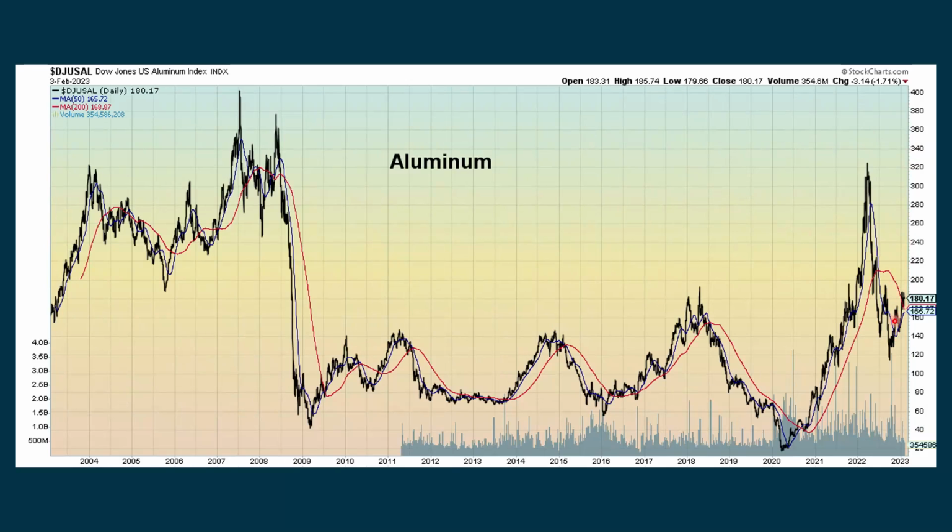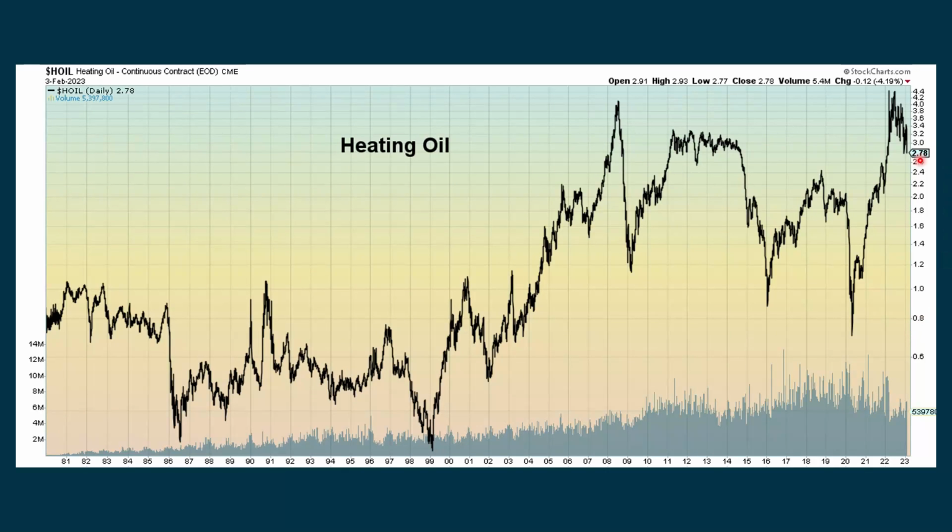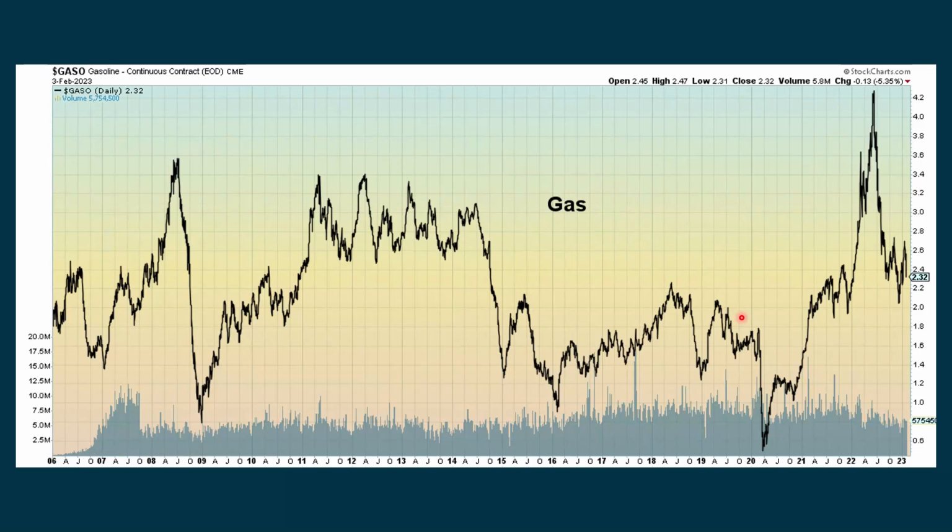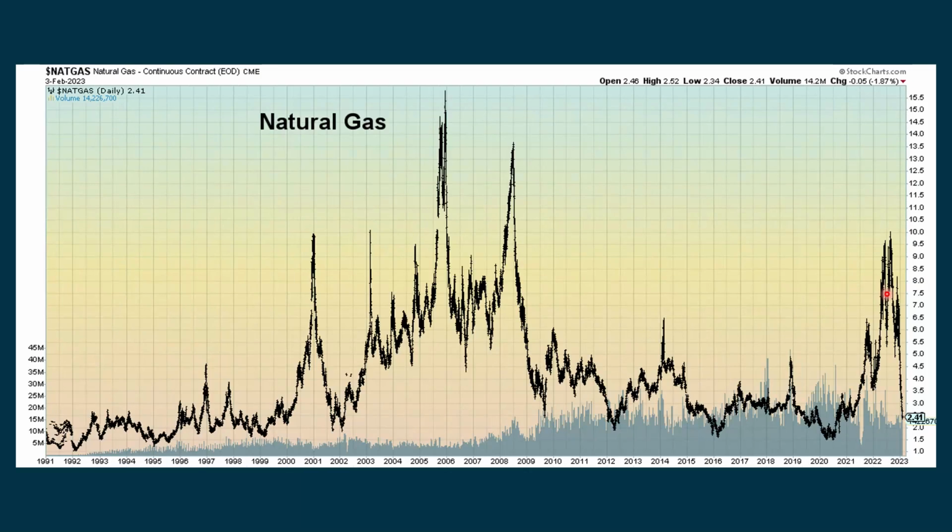It still is in an overall downtrend, but has been bouncing up, and we could see a golden cross on this chart soon. Heating oil, after going up really high, has been coming back down, but it's still at higher levels when compared to where we've been historically. Gas is really starting to come back down after it had been going up in early January. Natural gas, after spiking up at 10, has now dropped down to 2.41.